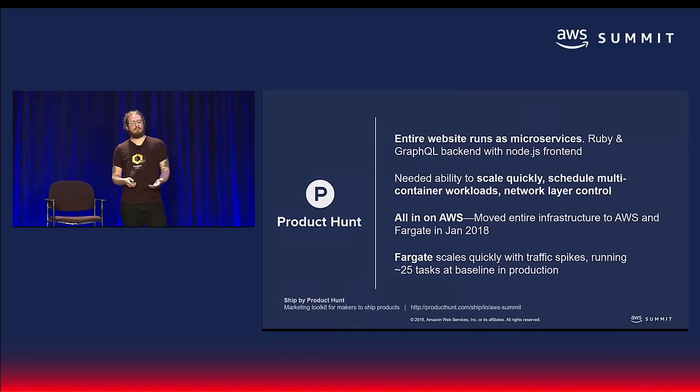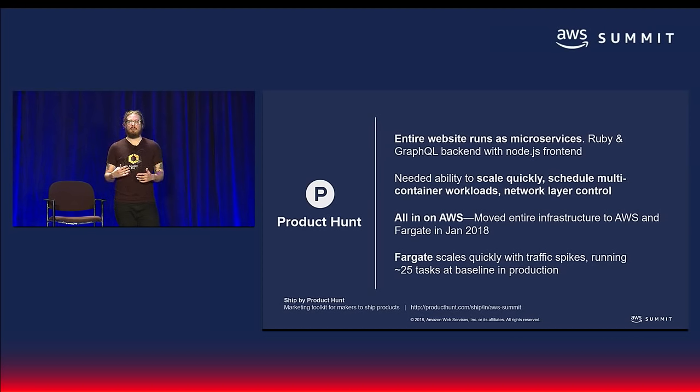So I want to share one customer who's been very successful at using AWS Fargate, and that's Product Hunt. Once again, a lot of you are probably familiar with Product Hunt, but they are one of the premier websites for curating different products and startups that launch.